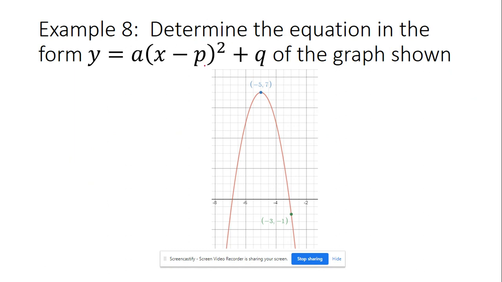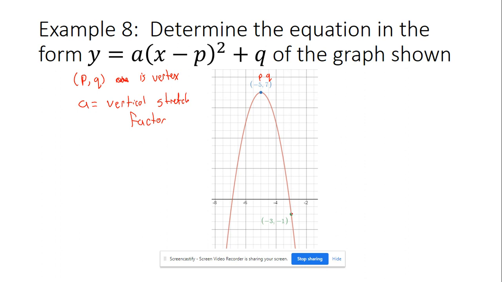In this case, the p and the q are the vertex. The a is what we call the vertical stretch factor. If a is negative, there's also a vertical reflection in there as well. And so this guy's opening downwards, so we know that a should be negative when we do this one. So when we do this one, we know that this is our p value, this is our q value. Now what we need to figure out is what is our a value.